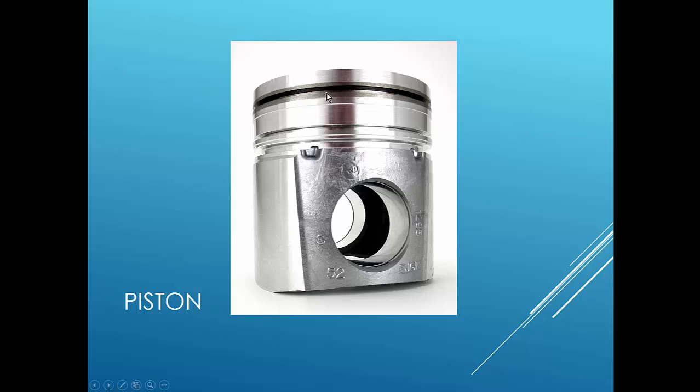And then we have the piston itself. You have piston rings, the O-ring that goes around here. And the whole point of the rings is to keep the oil going up and down the cylinder so it has good lubrication.